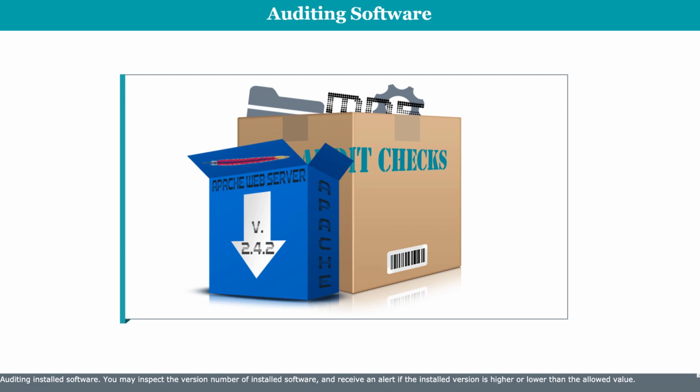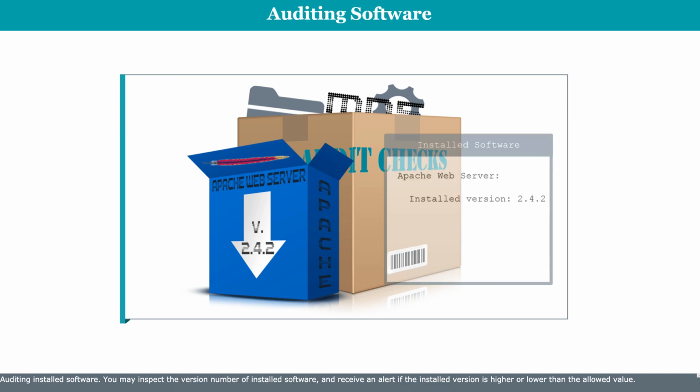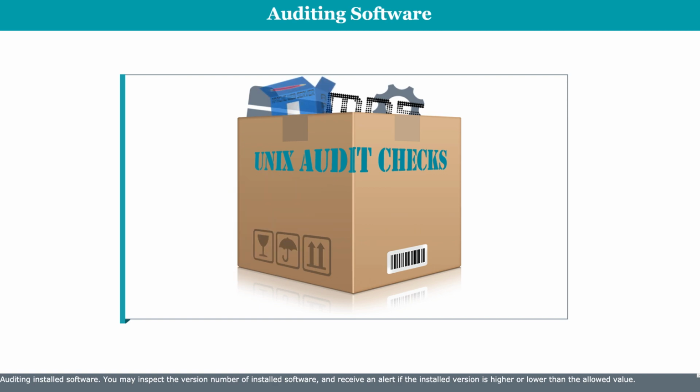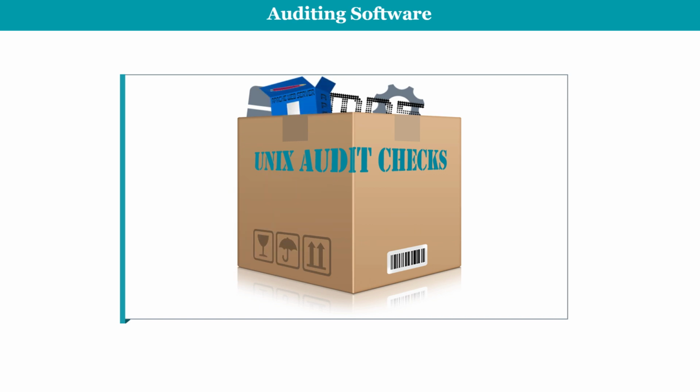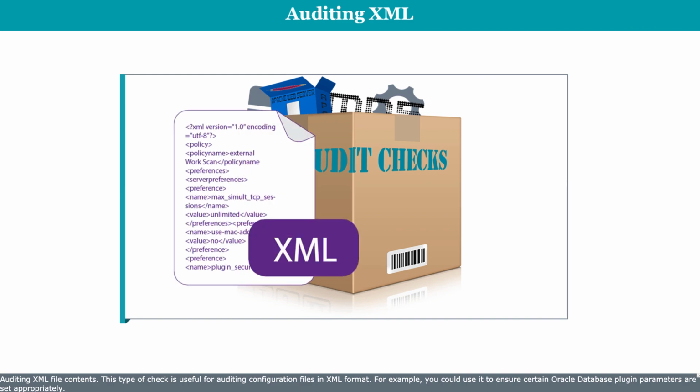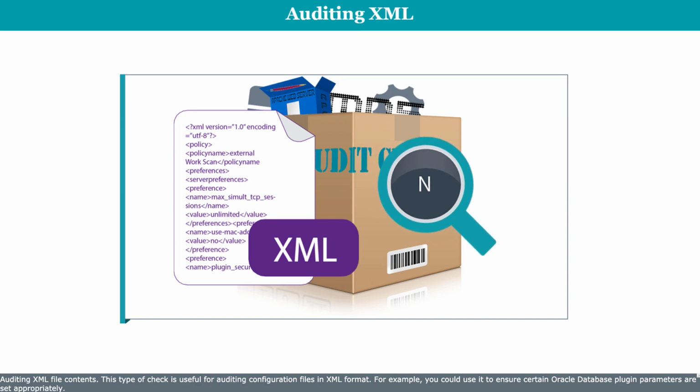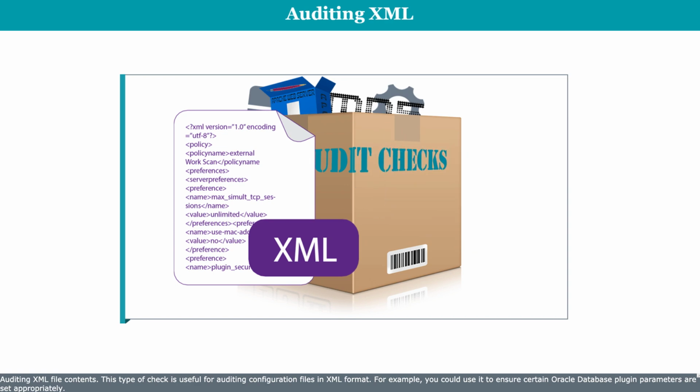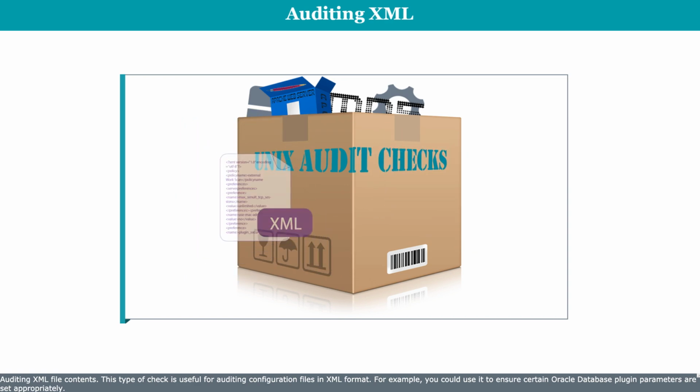Auditing installed software. You may inspect the version number of installed software and receive an alert if the installed version is higher or lower than the allowed value. Auditing XML file contents. This type of check is useful for auditing configuration files in XML format. For example, you could use it to ensure certain Oracle database plugin parameters are set appropriately.